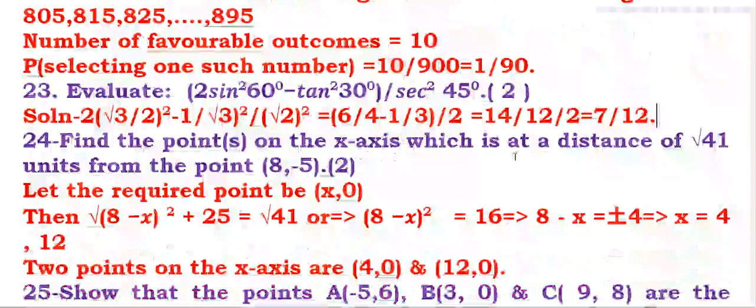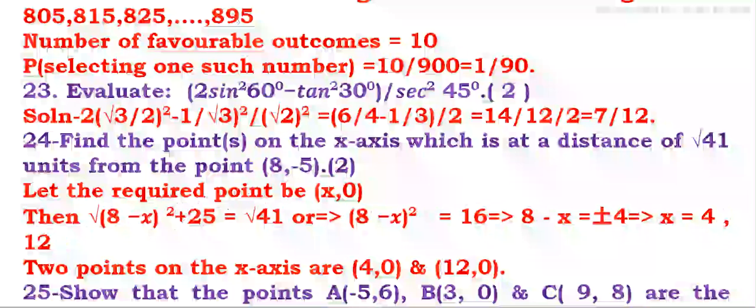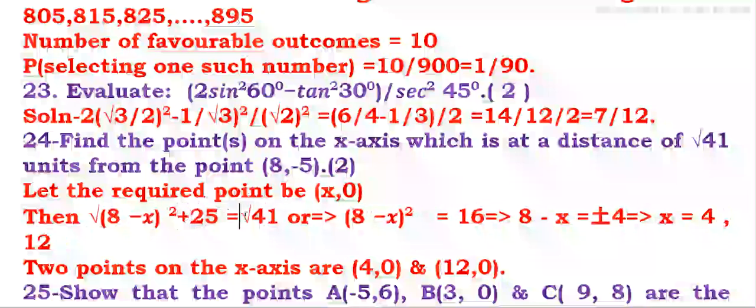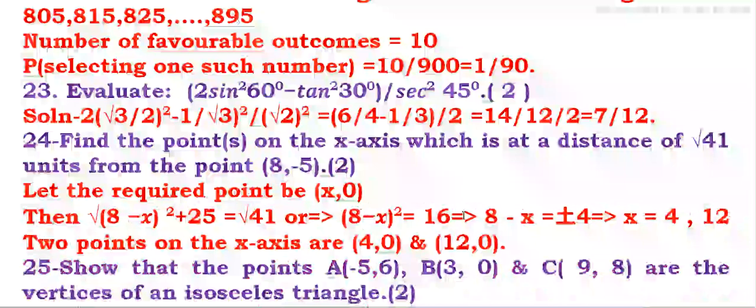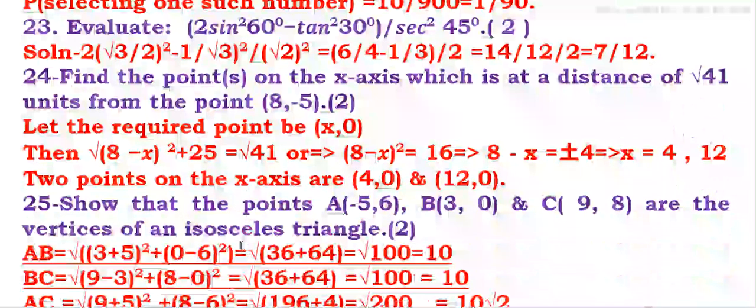Point on the x-axis at a distance of under root 41. When we place the values, 8 minus x whole square plus 25 will be 41. So in this, 8 minus x whole square is equal to 16. We can say 8 minus x is equal to plus minus 4, then x is equal to 4 or 12. The points will be 4 or 12.